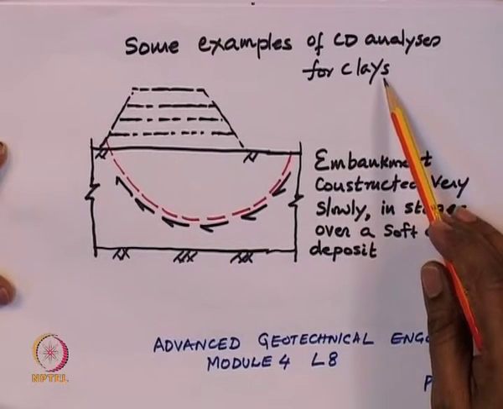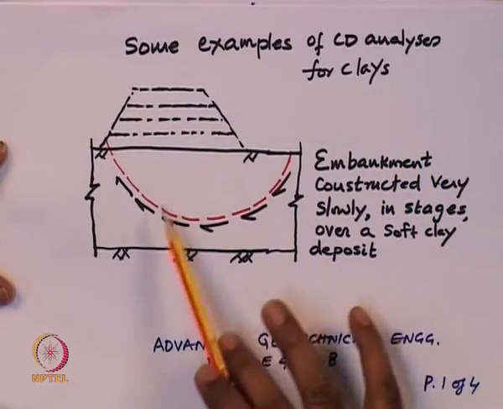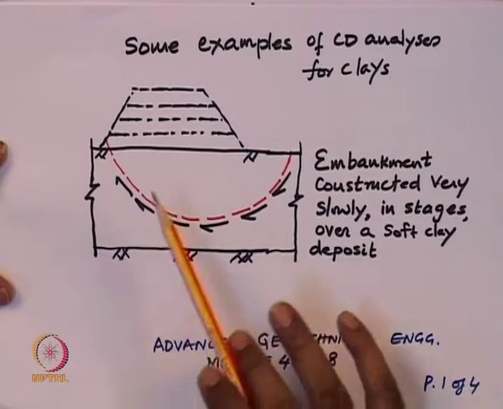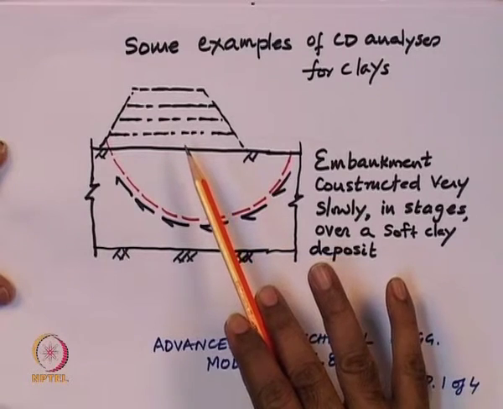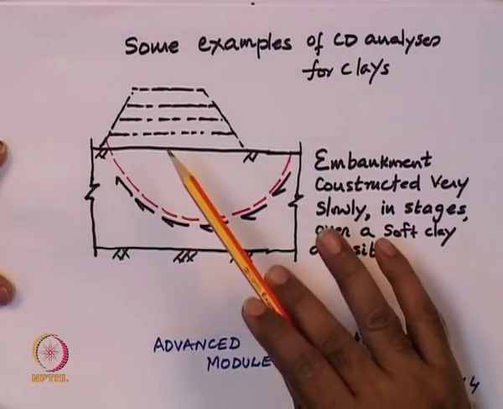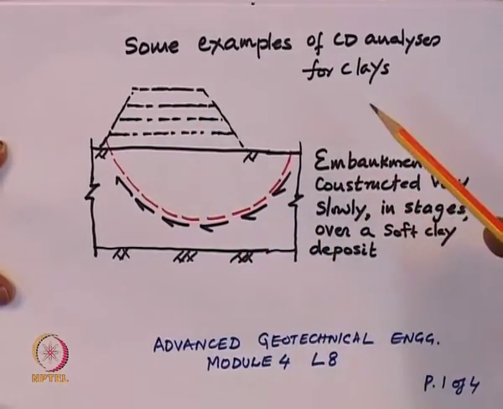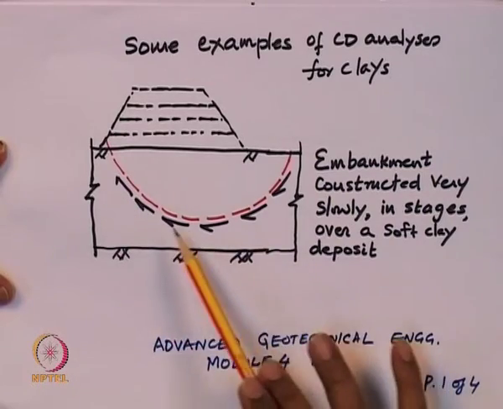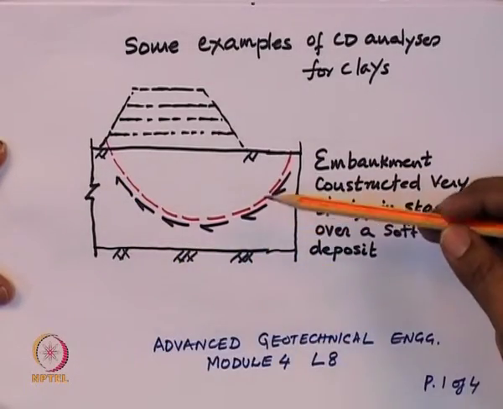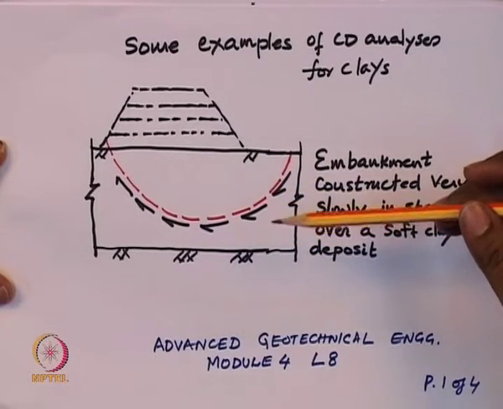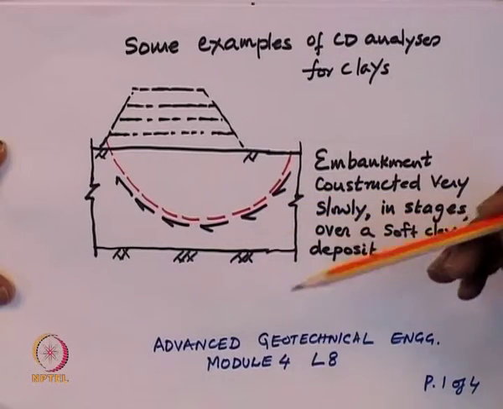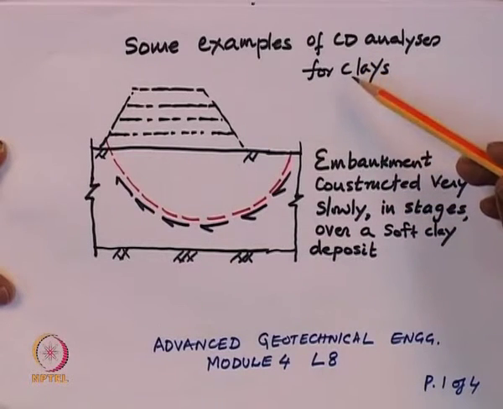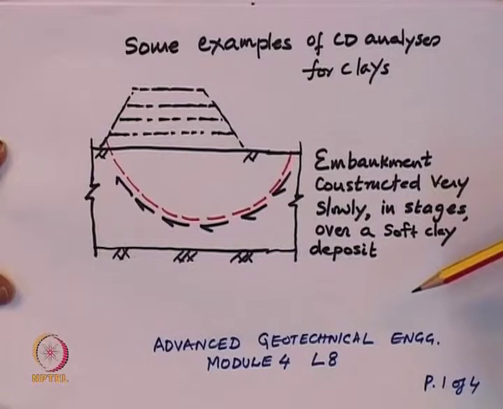This is after Holtz and Kovacs 1981. Consider an embankment constructed very slowly, in stages, where at each stage consolidation is allowed, and between each stage there is an adequate waiting period. The embankment was constructed very slowly in stages over a soft clay deposit. In such a situation one has to do the consolidated drained triaxial test. This is also called the drained parameters, where the pore water pressure dissipation occurs completely.